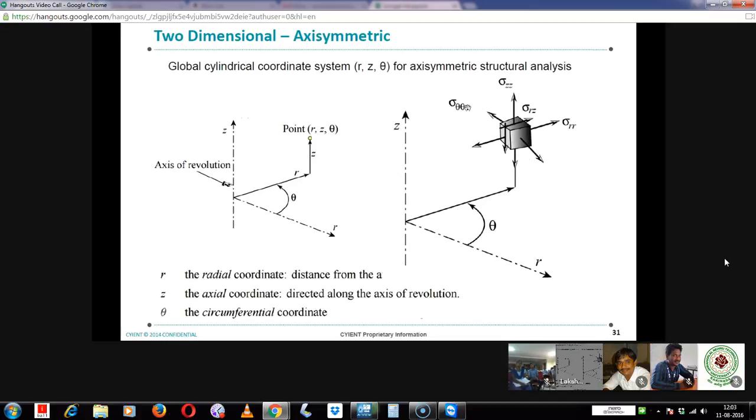And coming to stresses, sigma theta means hoop stress, which is also called tangential stress, and it will be tangential to the radius. Radial stresses are along the radial direction, and axial stresses are along the axis. And we have other shear stresses also, sigma rz, along the r and z directions. So these are the stresses acting in the axisymmetric problem.